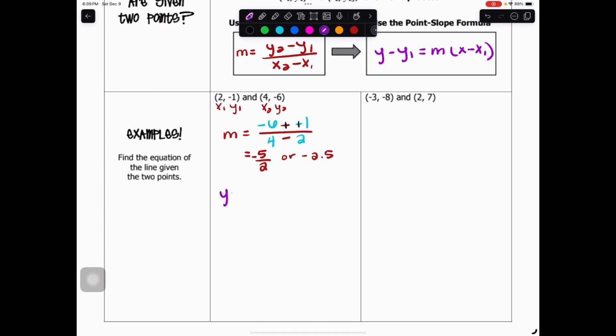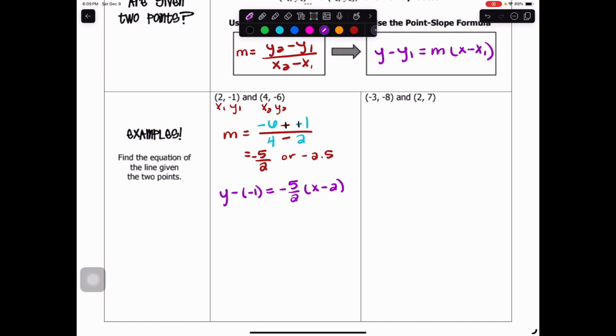So we'll have y minus, because that's from the formula. Our y1 value is a -1. So be careful of the sign there. Then we have equals our slope, which is -5 halves. And then in parentheses, x minus from the formula. And then our x1 value, which is 2.